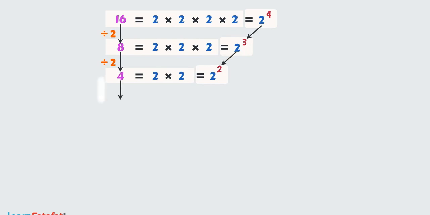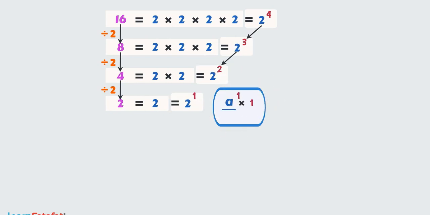What if we divide 4 by 2 again? 4 by 2 is 2, which is equal to 2 or 2 raised to the power 1. Here 2 occurs only once, so we write its power as 1. In general, every number having power 1 is multiplied by 1 and divided by 1. Thus, the first power of any number is that number itself. When the power is 1, we don't show it.